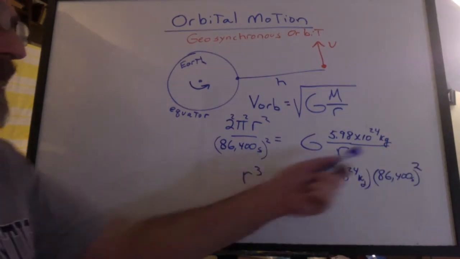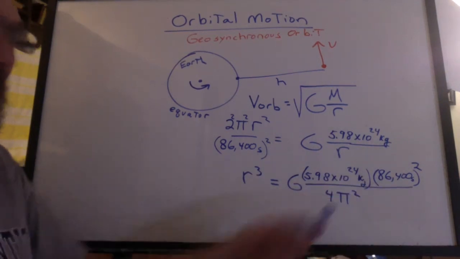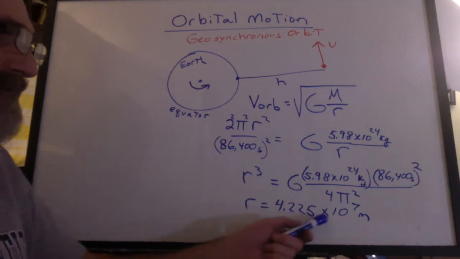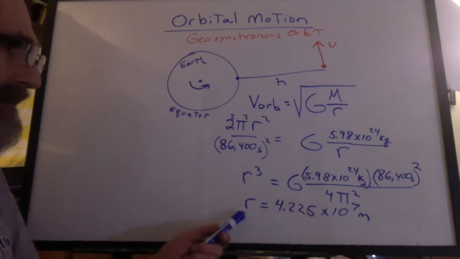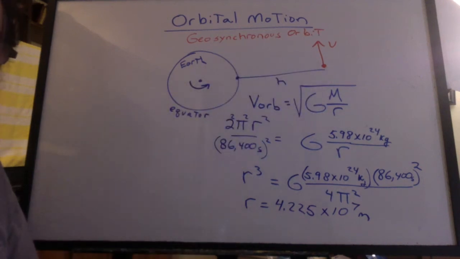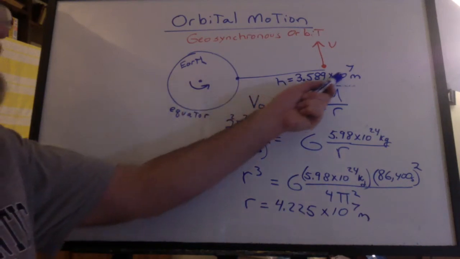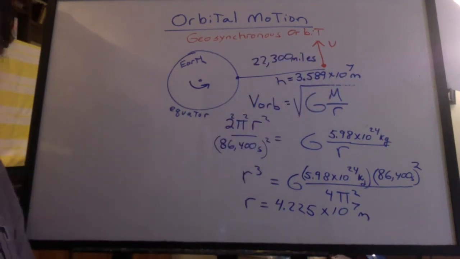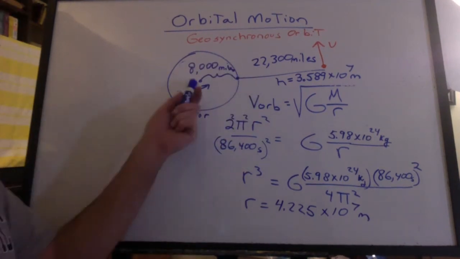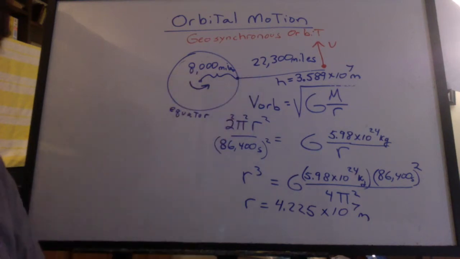Bring the times squared over to this side and divide by 4 pi squared. Do the math and you get 4.225 times 10 to the 7th meters. But that's the radius of the orbit. What's the height above the Earth? Subtract the radius of the Earth and you get 3.589 times 10 to the 7th meters. That's about 22,300 miles. Considering the Earth's radius is about 8,000 miles, wow, that's way out there.